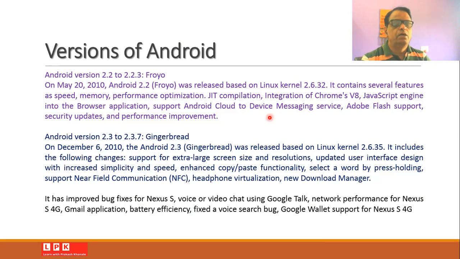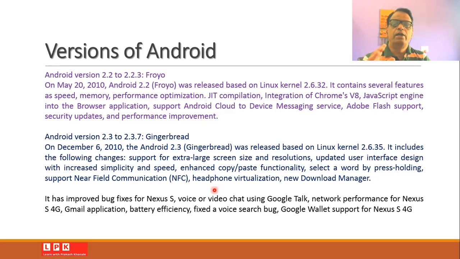The next version was 2.3.7 Gingerbread, which was released on the Linux kernel 2.6.35. It consists of many new features such as support for extra large screen resolution, updated user interface design with increased simplicity and speed, enhanced copy-paste functionality, select a word by press and hold, support for near-field communication NFC, headphone virtualization, and a new download manager.